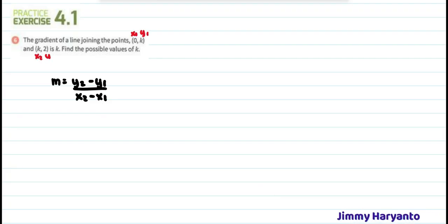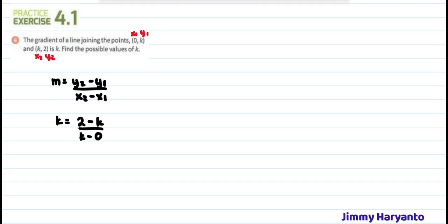And then question 6. For question 6, the gradient is also given. So m equals y2 minus y1 over x2 minus x1. Let's label this as x1 and y1, and this one is x2 and y2. The gradient is k, so we input it as k. y2 is 2, y1 is k, over x2 is k, x1 is 0.